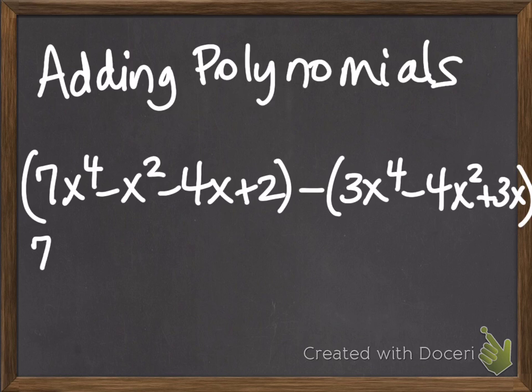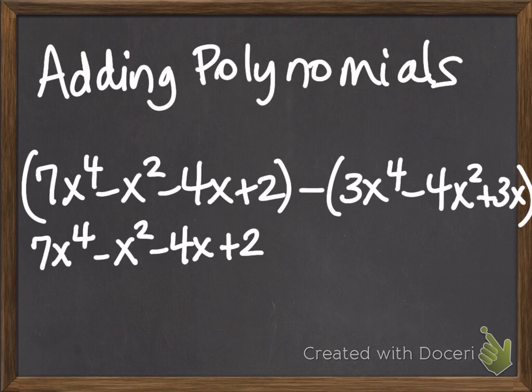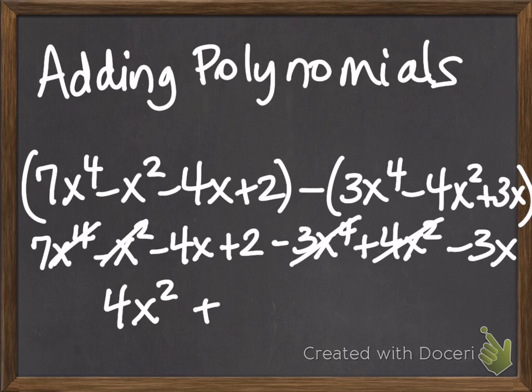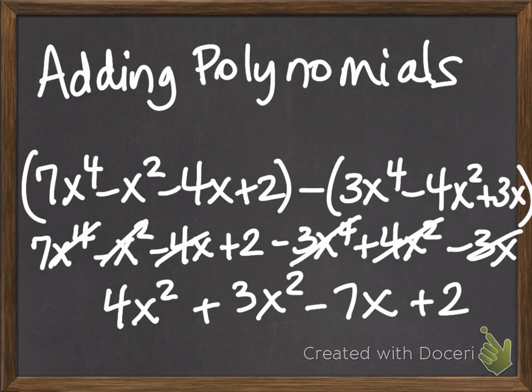I'm going to take the step on this one of just writing everything out. Because of the subtraction sign around the second parentheses, we're going to have to distribute that. So this is going to become minus 3x to the 4th plus 4x squared and minus 3x. And then we just add our like terms. So we have 7x to the 4th minus 3x to the 4th, which is going to give us 4x to the 4th. We have a negative x squared plus a positive 4x squared, which leaves us plus 3x squared. We have negative 4x and negative 3x, which is minus 7x, and then a plus 2.